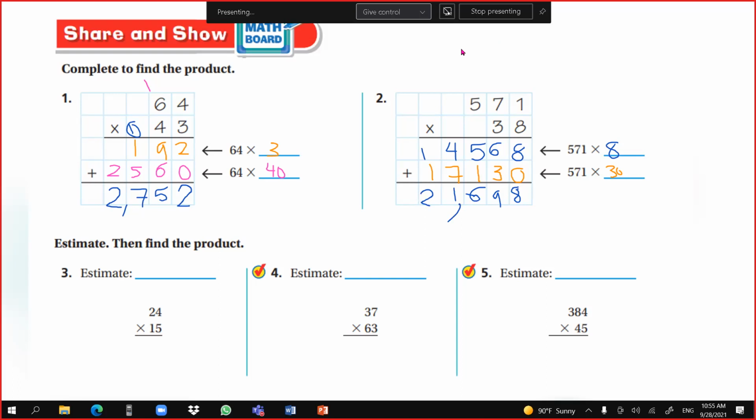Now, number... yes, Muna. Okay, yalla, you can. Let's now answer number 4. Okay, but just a minute, please. Yes. Now here, I will write it on the white screen because we don't have a space. Yeah. Now, we have 37 multiplied by 63.